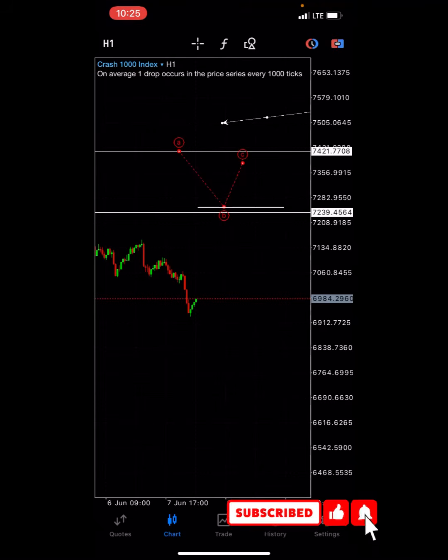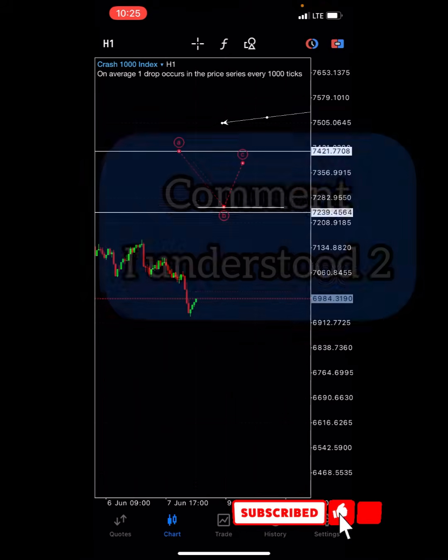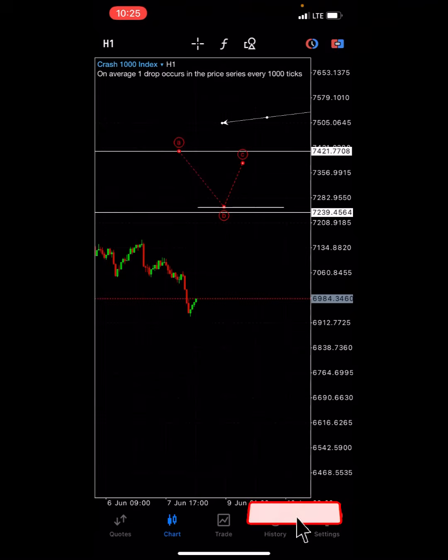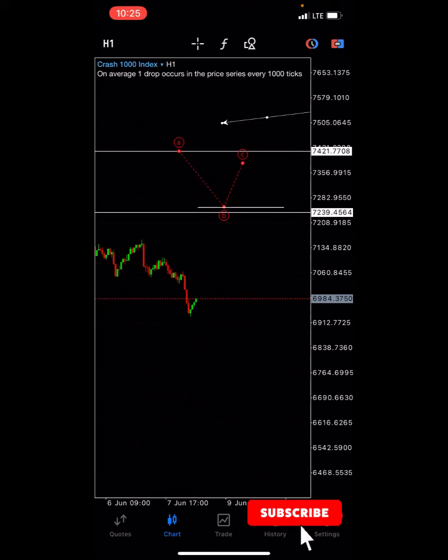Now if you understood this one, comment "understood two". I want to see those who are going to comment both understood 1 and 2, and I'll be sure that they really understood what I just explained. So now, without much being said, let's get into the chart.